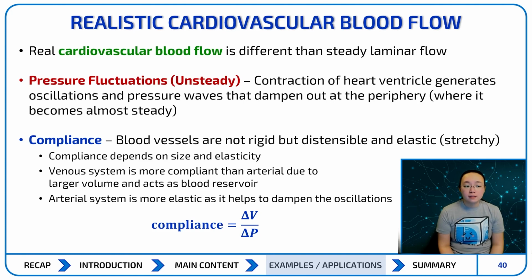Next, you have compliance. Blood vessels are not rigid, but they are distensible and slightly stretchy or elastic. And compliance depends on size and elasticity. The venous system is more compliant than the arterial because of a larger volume, and it acts as a blood reservoir. But once again, we'll be able to figure out compliance by getting the ratio of your volume change divided by your pressure drop.